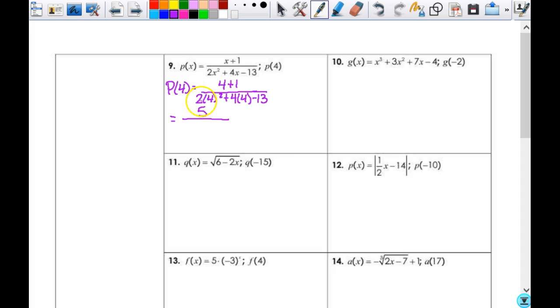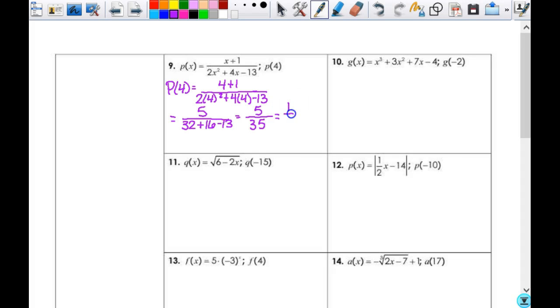Then when I get down here, can I multiply 2 times 4 first? No. Okay, Aunt Sally says we got to do exponents. So 4 squared is what? 16, and then 16 times 2 is 32. So that first number is 32. Then 4 times 4 is 16, and then minus 13. So I carry across my numerator here. So 16 minus 13 is 3. 3 plus 32 is 35. Can I reduce that fraction? Yes. What does it reduce to?